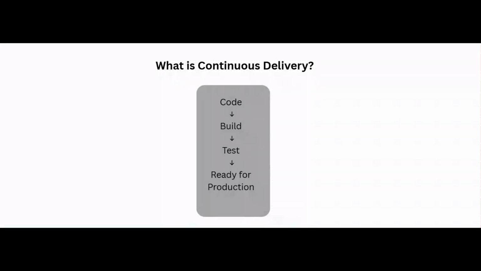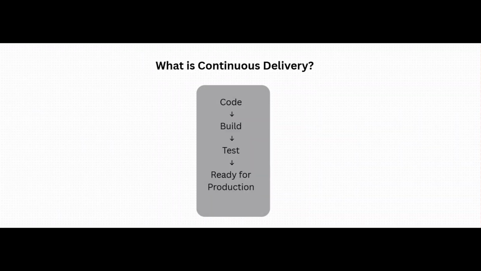However, there is one important difference. The deployment to production does not happen automatically. A manual approval is still required before releasing the application to the end user. So let's understand the workflow. A developer pushes the code to the repository, a CI pipeline gets triggered, the code is validated, automated test cases are executed, the application is built successfully, and a deployment package or artifact gets generated.